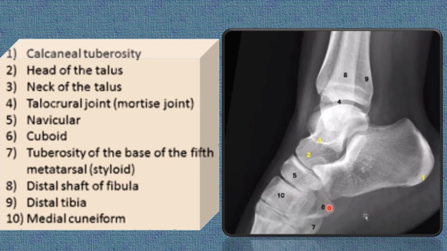This is cuboid. This is base of fifth metatarsal bone. What is this? Seventh. Seventh is what? Tuberosity of the base of fifth metatarsal bone. And 6 is what? Cuboid, right? And this is the medial cuneiform, 10th, but they are behind the shadow of the middle and lateral cuneiform also.